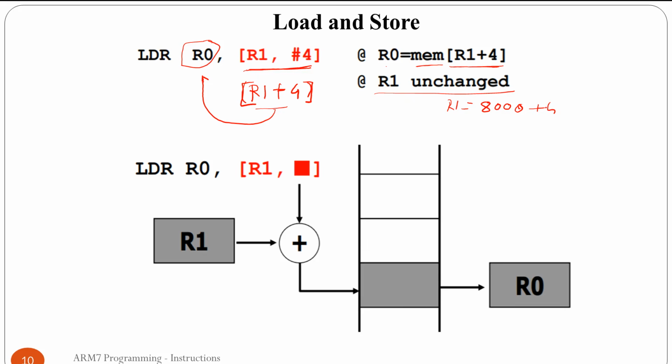Okay, so this is load register. Now this instruction is executed like this. We are having this R1 register, then it will be added with the offset value, which is nothing but 4 in this case. You can put any value. Then after this the address will be generated, and from that particular address your data is loaded into the R0 register. Okay, so this is nothing but the load register or load instruction.